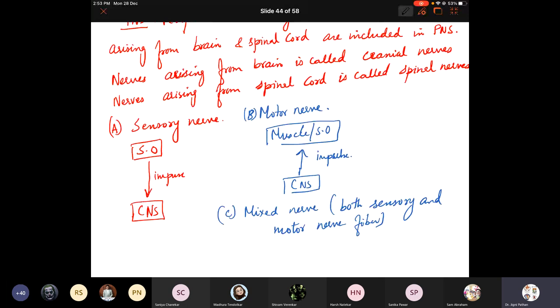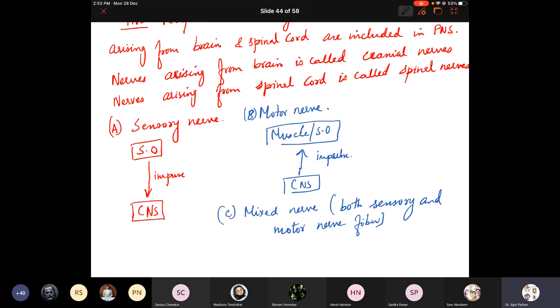The impulse from the CNS towards the action is carried by the motor nerve. For example, if you touch a hot plate, the sensation is going from the sensory organ to the CNS, and whether to remove the hand or not comes from the CNS back to the organ. That is a motor nerve, which is carrying that information.